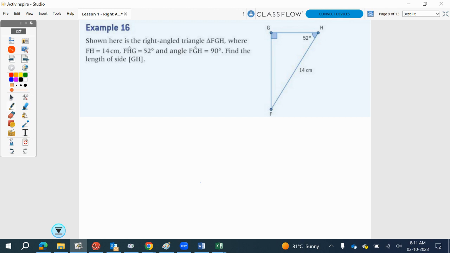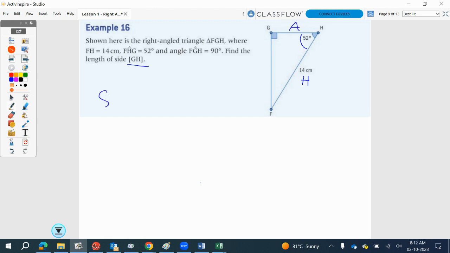Okay, let's have a look at this one on the board. First thing to do is to label the sides that you have. This is the hypotenuse. Here is our reference angle. Next, look at the question. We're after GH. So GH is this one at the top. Where does that lie in relation to the angle given? Adjacent.